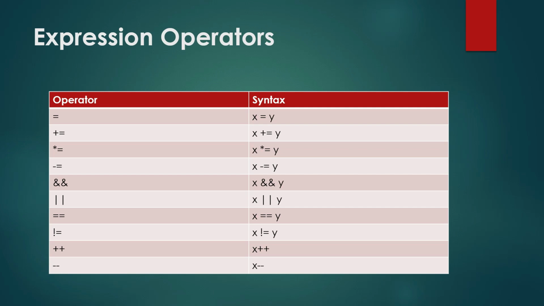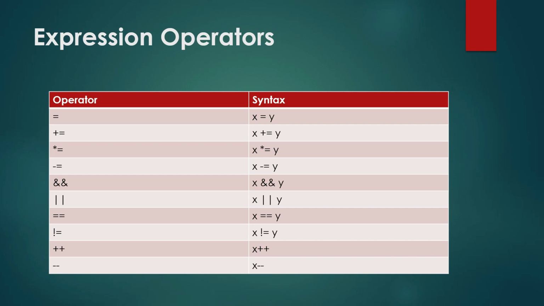The AND operator. Ampersand represents the AND operator. The syntax is x && y. This will compare the values of x and y. x and y should be boolean, and if both x and y are returning true, then it will return true, otherwise it will return false. So basically it checks both the conditions of x and y.